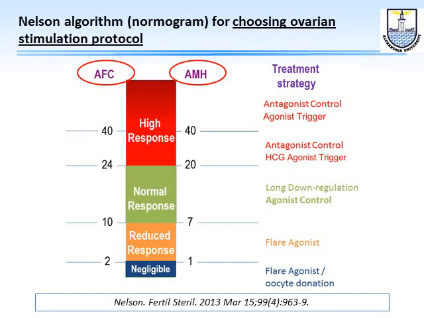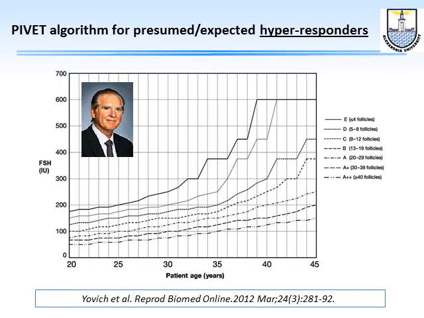So people use these predictors to choose the ovarian stimulation protocol. The other side of the coin, John Jovish in Perth, Australia, used this pivot algorithm for hyper responders. So again, it is an AFC based algorithm, in which case he would adjust his dose according to the number of antral follicle count.